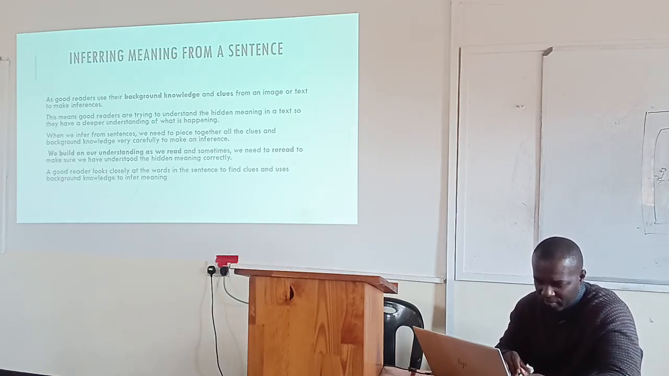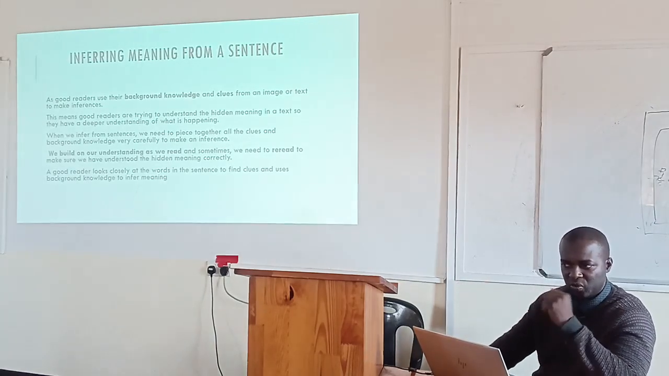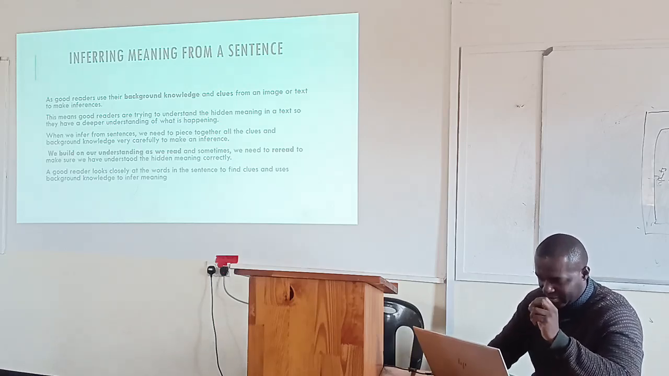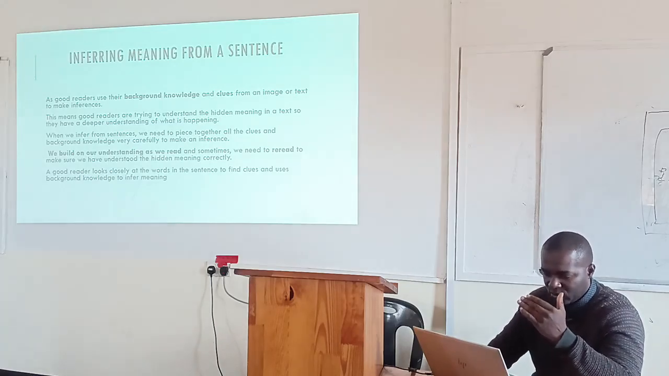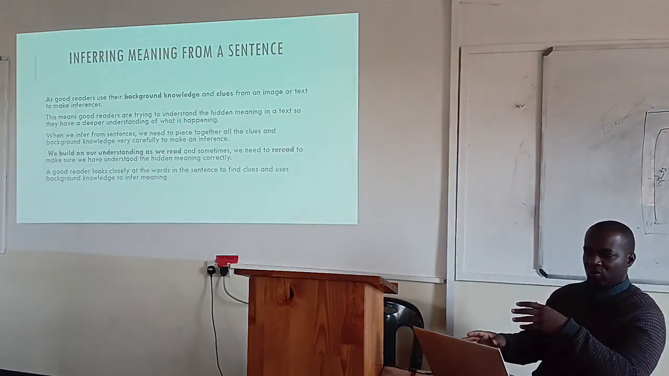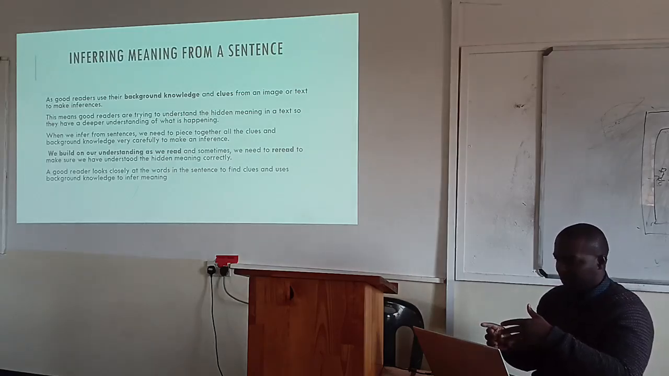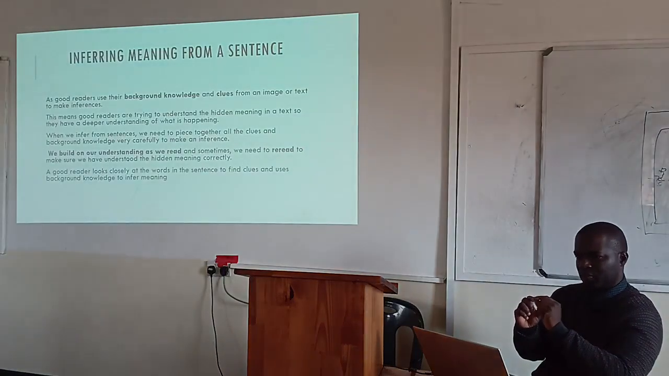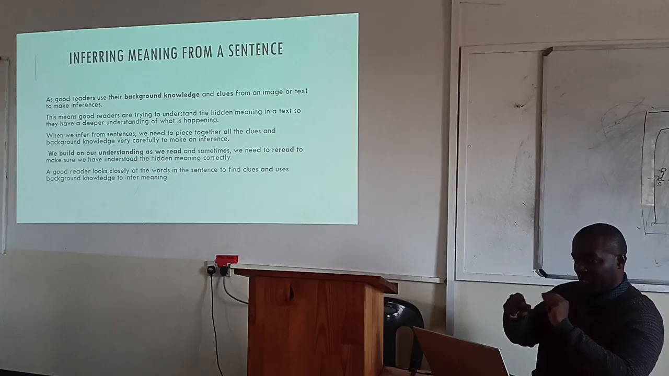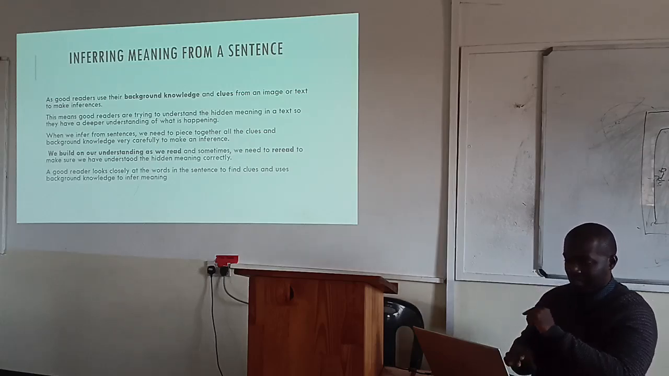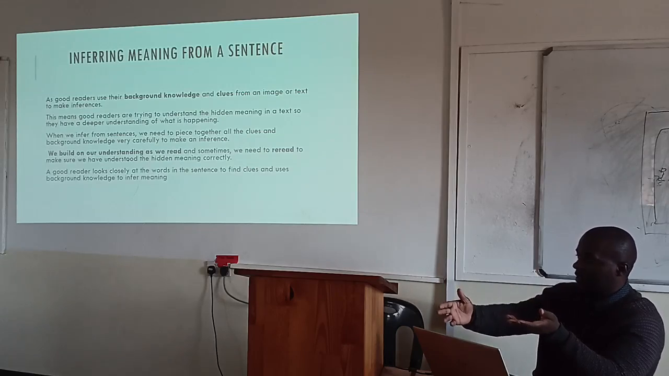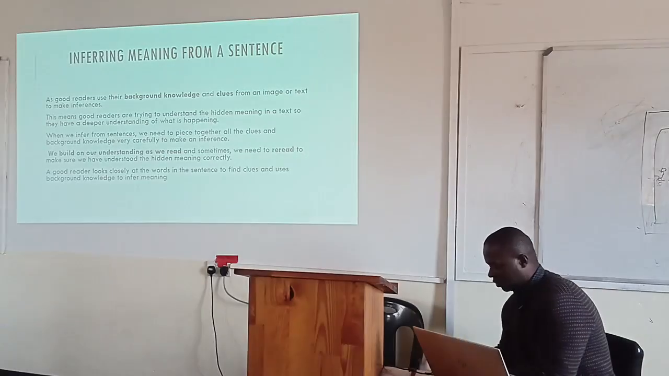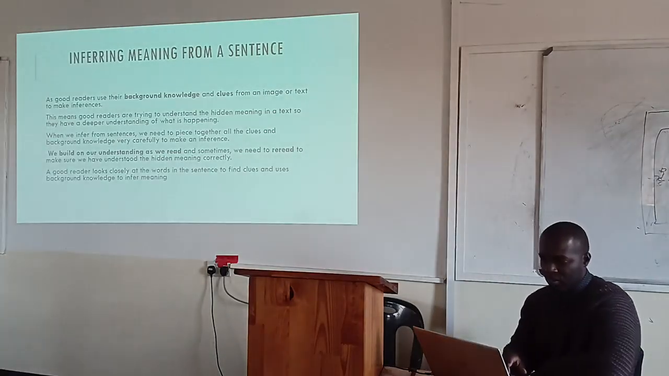And a good reader, which is similar to images as we talked about, looks closely at the words in a sentence to find clues and uses background knowledge to infer meaning. So it's not a matter of just perusing the page, but you have to make sure that you are looking closely at those words that have been used, right? There could be specific words that are giving you clues. Maybe, for example, if it says this is not, or a very big. So you have clues like those, right?